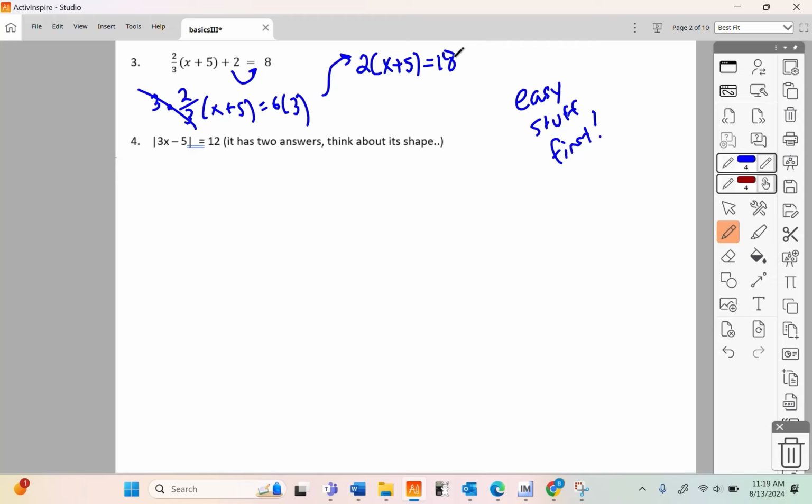Distributive properties up next. Twice x plus 5 must be 2x plus 10. Still equal to 18 on the right. We're going to subtract 10. 18 minus 10 is 8. And then we're going to divide by 2.